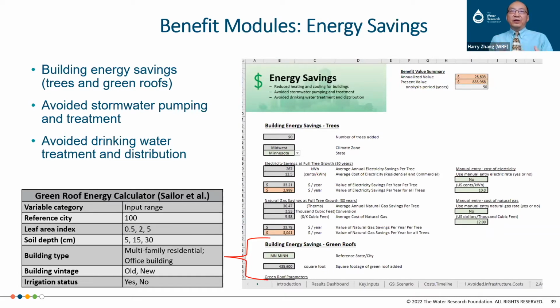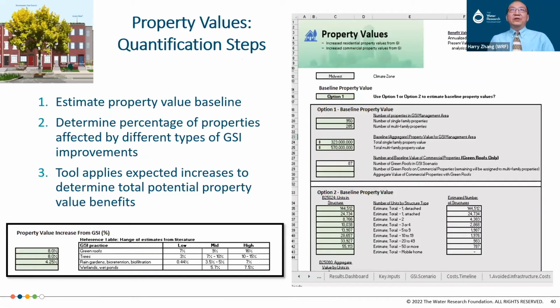showing you this is a spreadsheet, Excel-based tool, with Visual Basic. This is, for example, the energy saving. We have a literature value supporting this tool. And the tool also allows you to do some regional adjustment. As you can see here, this one says Midwest, you can select Minnesota, and then enter some of the values. Another example is property value.